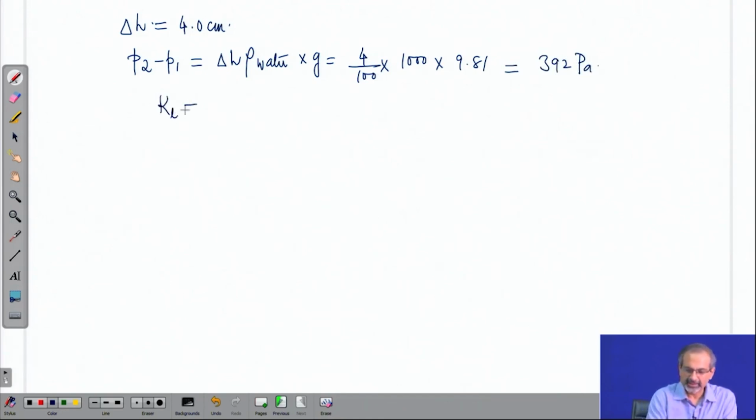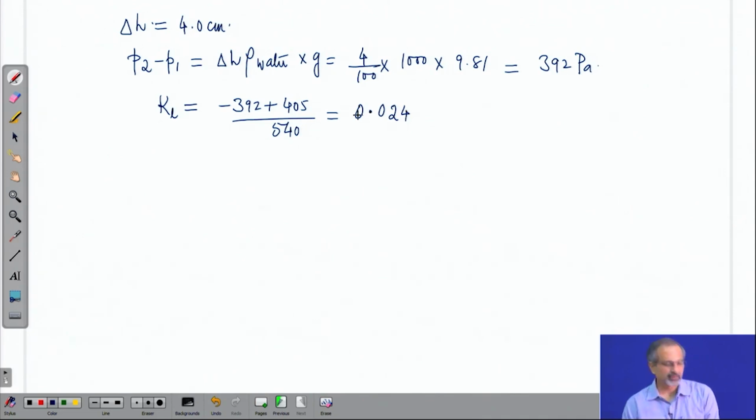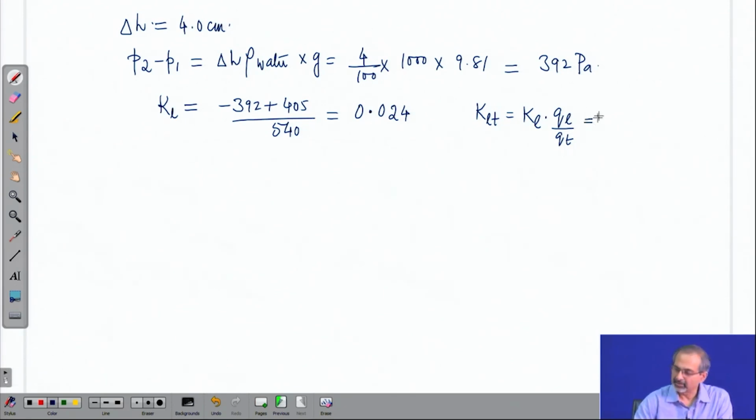Now, you plug it into the KL expression. So, it will be minus 392 plus 405 by 540, it comes to 0.024. That will be the value of your KL. If you want to find out KLT for the diffuser, it would really not matter, because by definition KLT is KL into QL by QT, but here QL and QT are going to be identical, because the QL happens to be based on 30 meters per second, which is the same as the test section velocity. So, this is as good as KL itself.